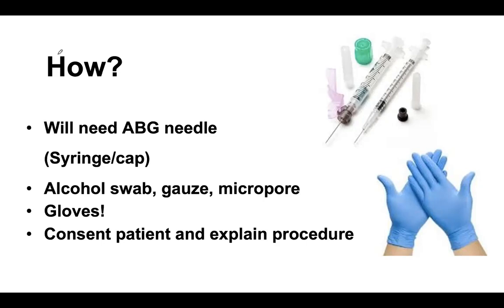So how do we do an ABG? Hopefully everyone's at least seen one before. They can be quite a daunting thing. I do remember the first time I did one. You get a pre-packaged syringe with an ABG needle in it. Usually you'll have a syringe, a needle, and a little cap, which is usually green. You need an alcohol swab, some gauze, a bit of micropore tape, and gloves.